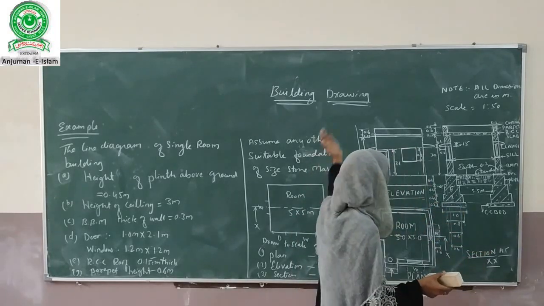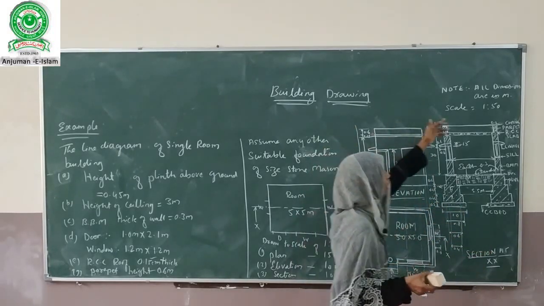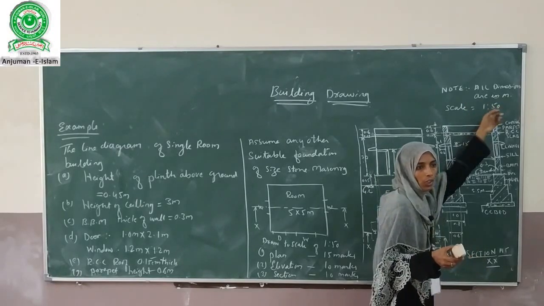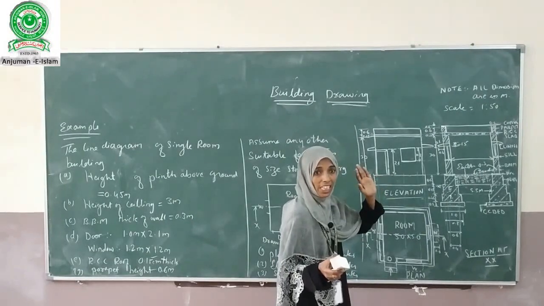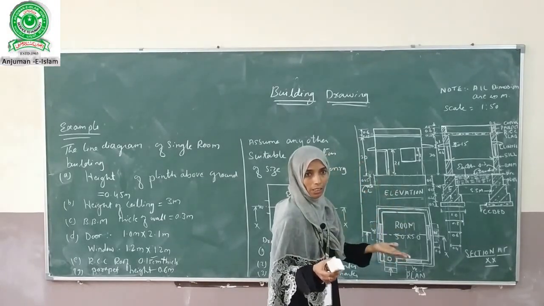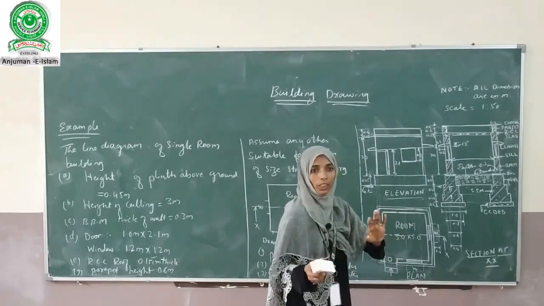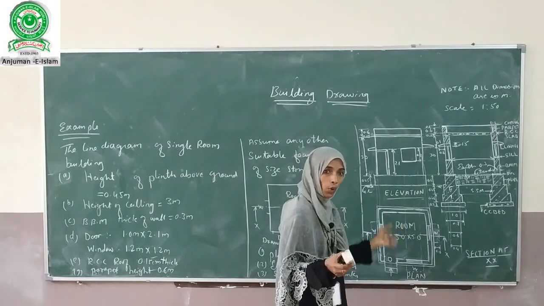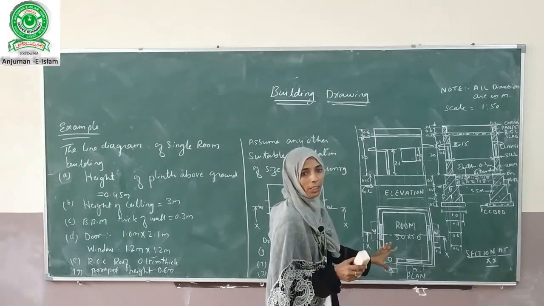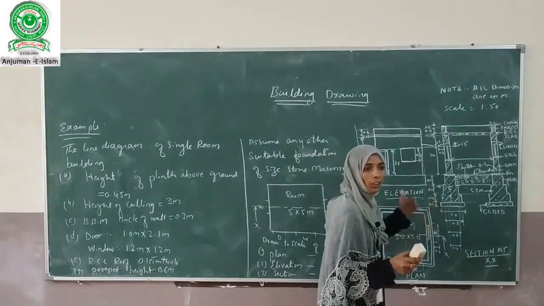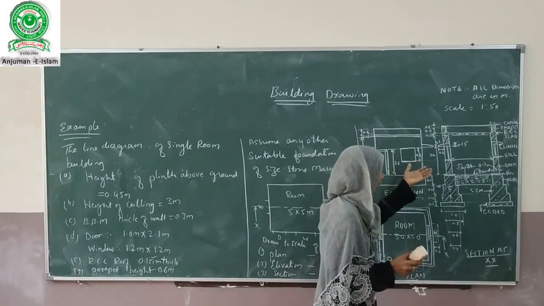Okay, so these drawings will be drawn to a scale of 1:50. So here a 5 meter by 5 meter room is given. You have to make each and every measurement double. If it is 5, you have to draw the 10 meters room, but you have to write the 5 meters. The actual dimension will be mentioned, but while drawing, you have to double it. Those things will be carried out.